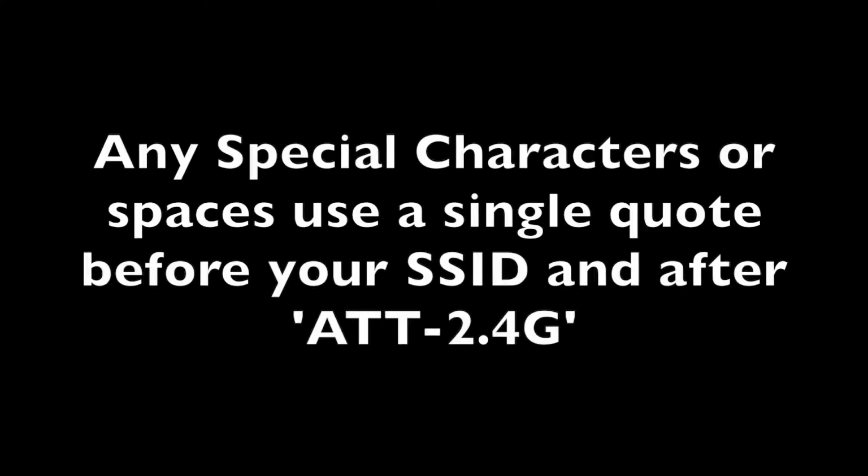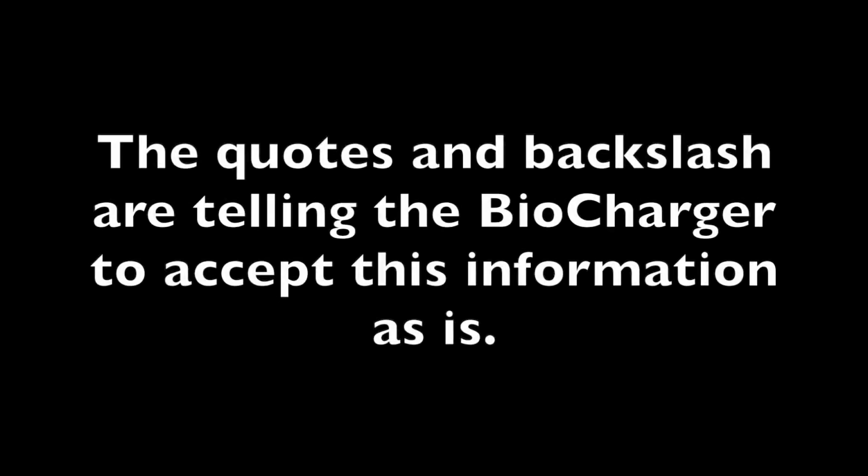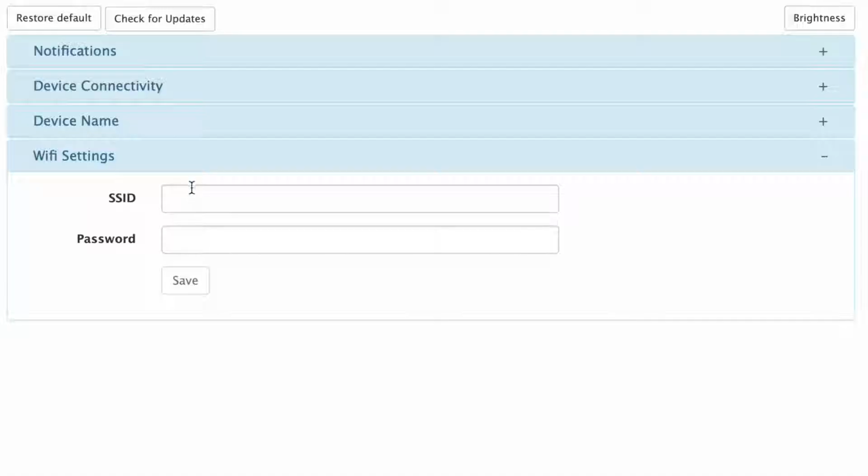Or you can use the backslash, which goes from the upper left to the lower right, and you want to put that before each special character. And if you have a space, you want to put the backslash before the space and include that space as well. So now I'm going to enter my wireless network name information in.